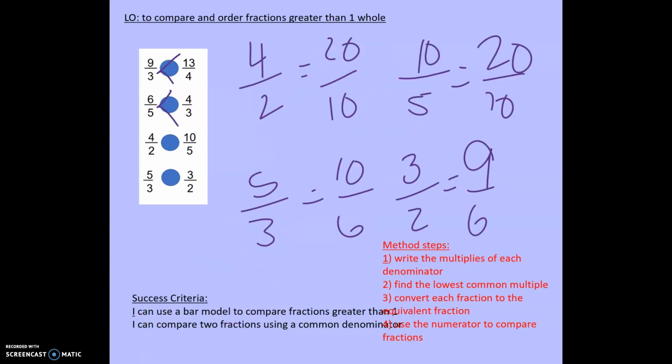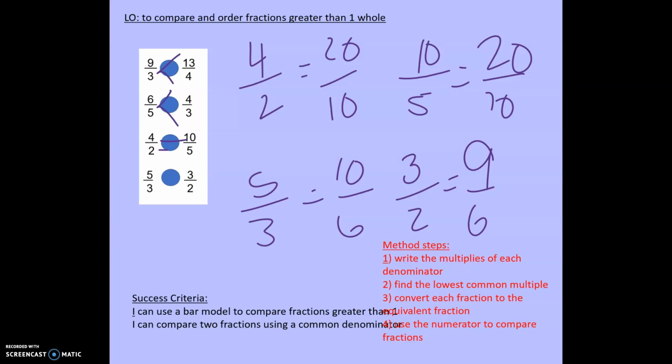Okay, so hopefully you've managed to have a go at the last two questions. If you have, this is what you should have done. Your 4/2 and 10/5 should have been changed into equivalent fractions of tenths, and you should have 20 tenths and 20 tenths. As you can see, 20 tenths and 20 tenths are completely equal. So 4/2 is equal to 10/5.